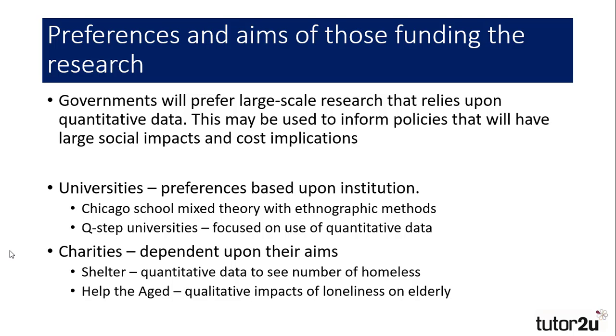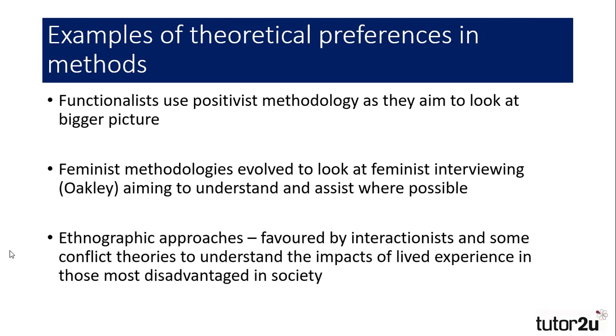Charities may also stipulate methodologies that need to be used in research carried out on their behalf. This would usually be dependent upon the aims of the research. So, for example, Shelter, the charity for homelessness, might want to conduct a census of people sleeping on the streets at different times of the year, which would require quantitative data. Help the Aged may want a qualitative approach when looking at the impacts of loneliness and isolation of older people in society. Different theoretical approaches will have preferred methodologies.